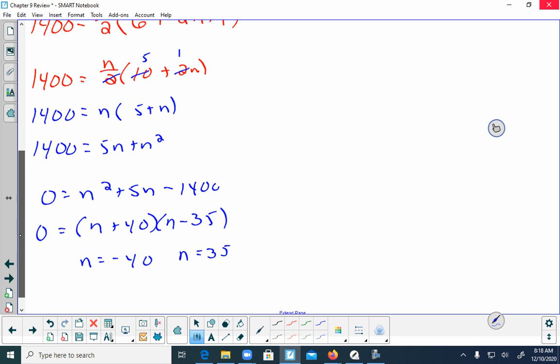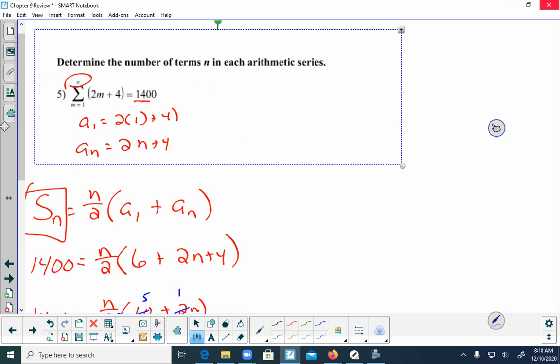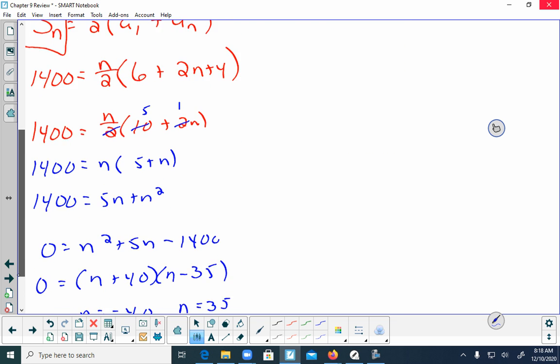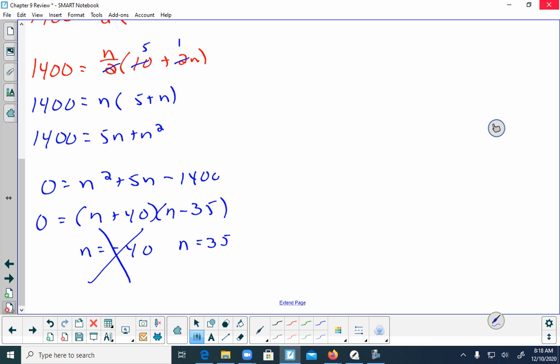Well, remember, when we're talking about these, my n is a number of terms, and it always has to be positive. So that eliminates the negative 40. So that means that I am finding the sum of the 35th term. I really like that problem.